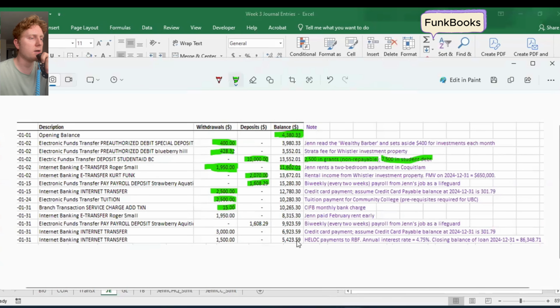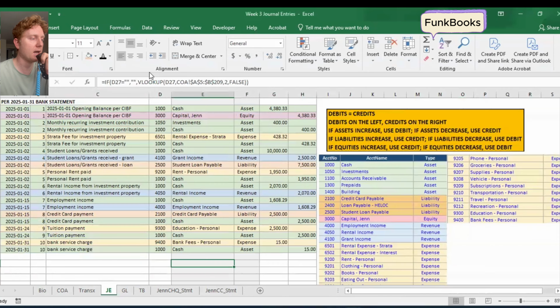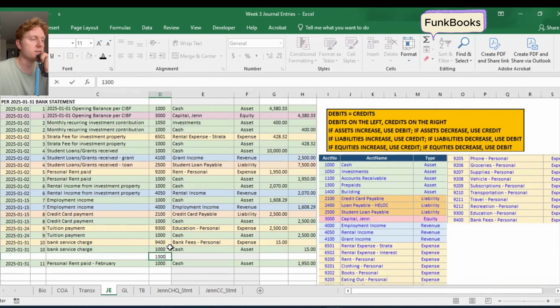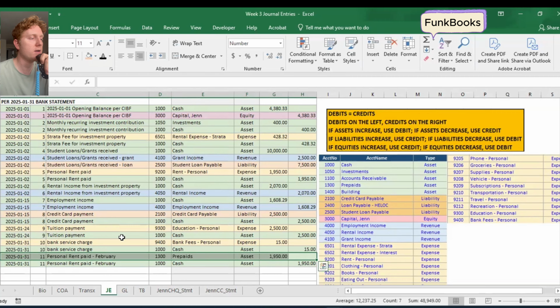Next transaction, we paid rent early, right? Well, let's talk about what we are giving up first. We are definitely giving up cash. So let's pop in that second line of 1,000, right? Cash goes down by 1,950, but this is not an expense because this is for next month's rent. So this is where we actually use the prepaid account, right? We use 1,300 and we're not going to actually expense this until the following month, February, because this payment was in fact made in January. So we're not going to worry about adjusting this entry until the end of February.